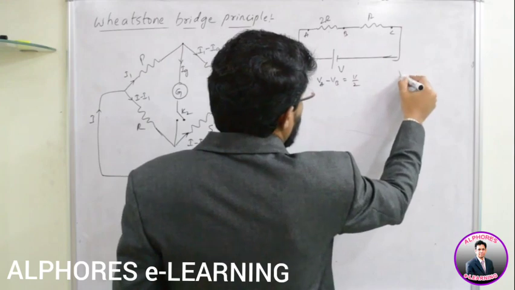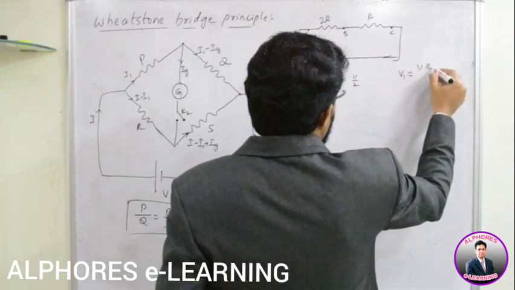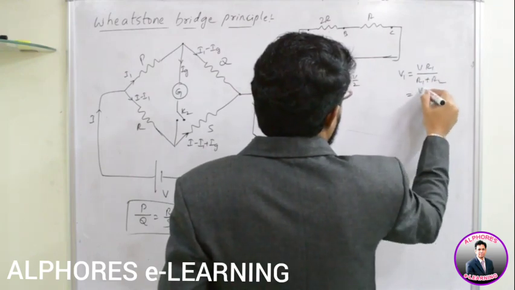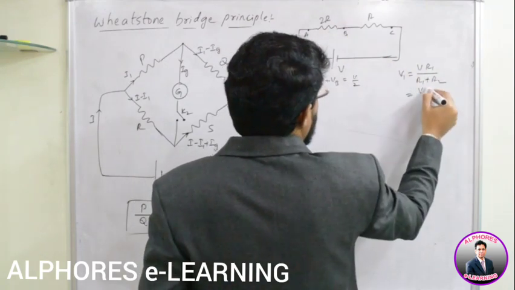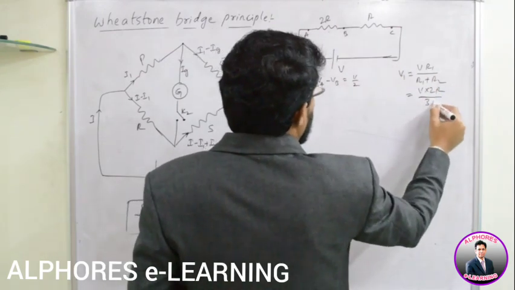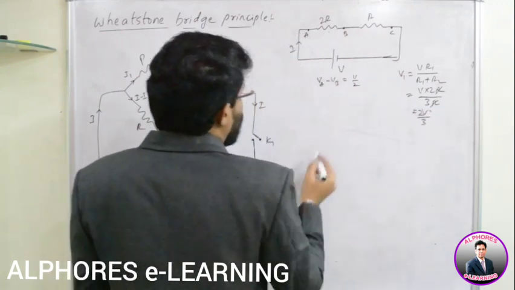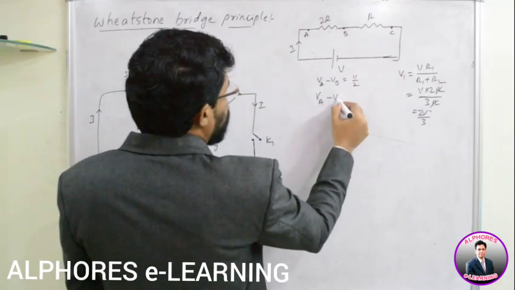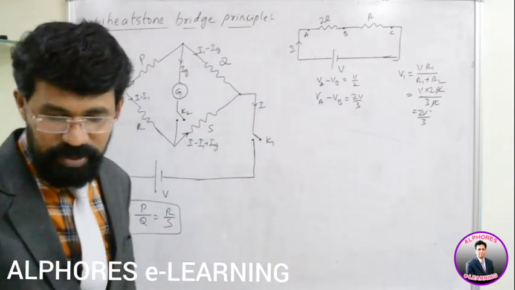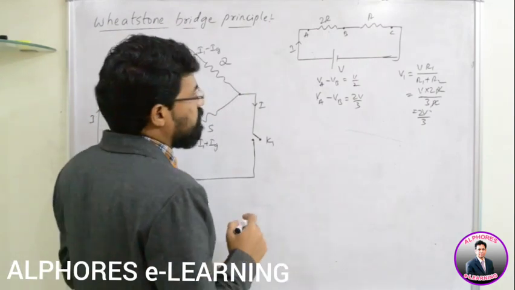So V1, how do you write V1? V1 can be written as V into R1 by R1 plus R2, and R1 is what here? 2R by R1 plus R2, 2R plus R, 3R. So R and R get cancelled, you will have 2V by 3. So this time VA minus VB is how much? 2V by 3. See, try to understand this point very carefully.